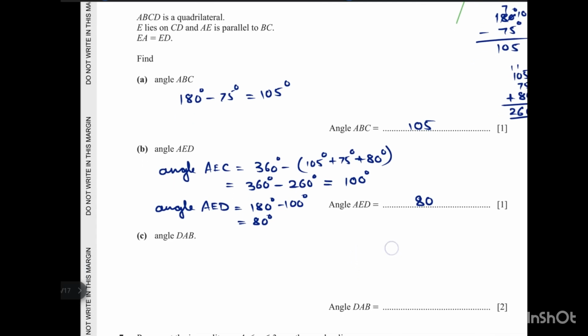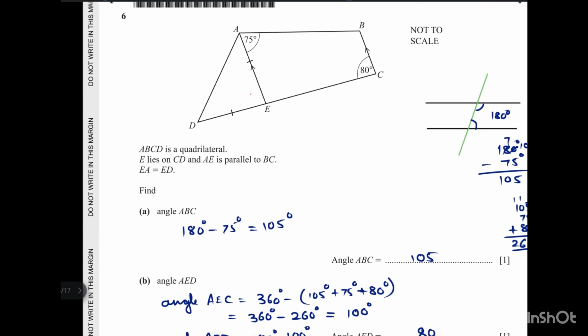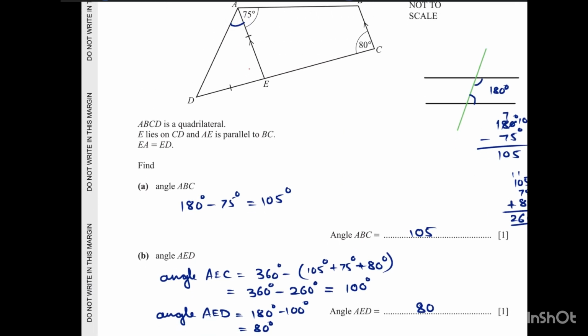Next, angle DAB. We need to find angle DAB. Angle DAB is this. We already found this, which is 100. We found this also, 105. And this also we found out, which is 80. Now when you see this triangle AED, it's an isosceles triangle because two sides are equal. So just do 180 minus 80 and divide by 2, because these two angles will be equal.